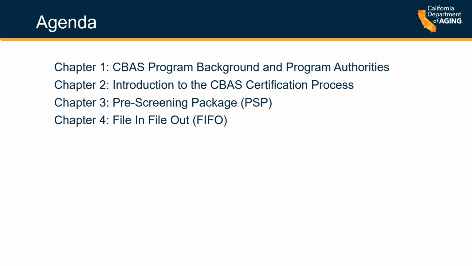This presentation is sectioned off into chapters. This will allow you to go back and re-review sections as needed. Chapter 1, the CBAS program background and program authorities. Chapter 2, introduction to the CBAS initial certification process. Chapter 3, pre-screening package, also known as PSP. Chapter 4, file in, file out, also known as FIFO.